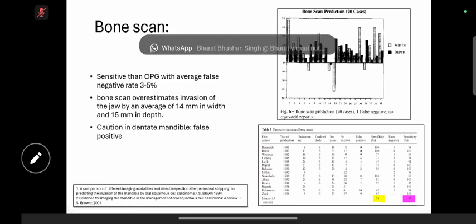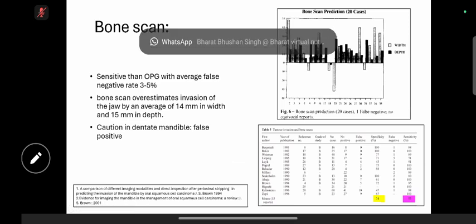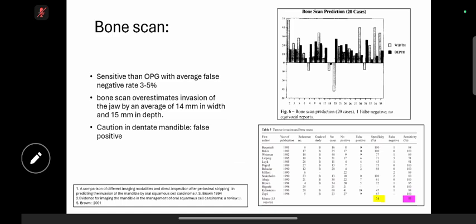Next is bone scan. It is more sensitive than OPG, but the average false negative rate is 3 to 5%. Bone scan overestimates the invasion of the jaw by an average of 14 mm in width and 15 mm in depth. Their specificity is 74% and sensitivity is 93%. So if we consider a bone scan for preoperative imaging in mandibular invasion, we should be cautious when we are dealing with a dentate mandible, because of a higher rate of false positive results.